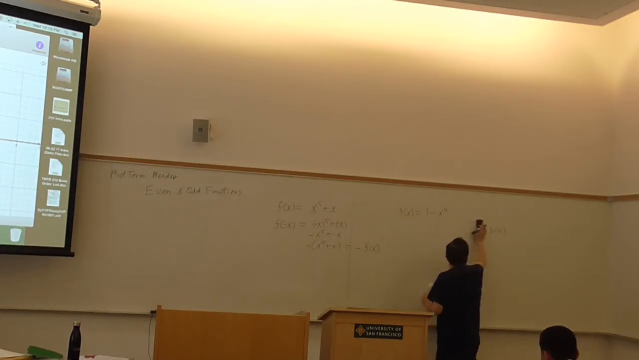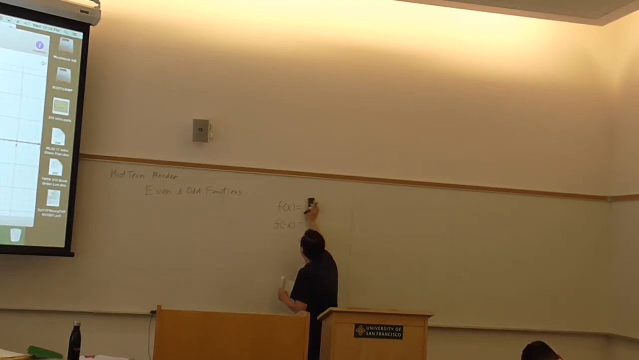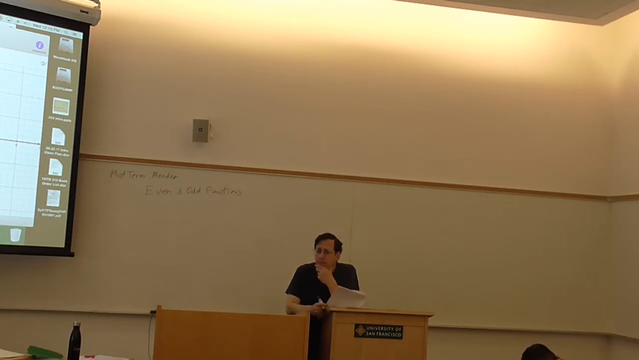Let me ask a different question. Could a function be both even and odd? Think about that for a minute. What would a function that's both even and odd look like? Ideas?